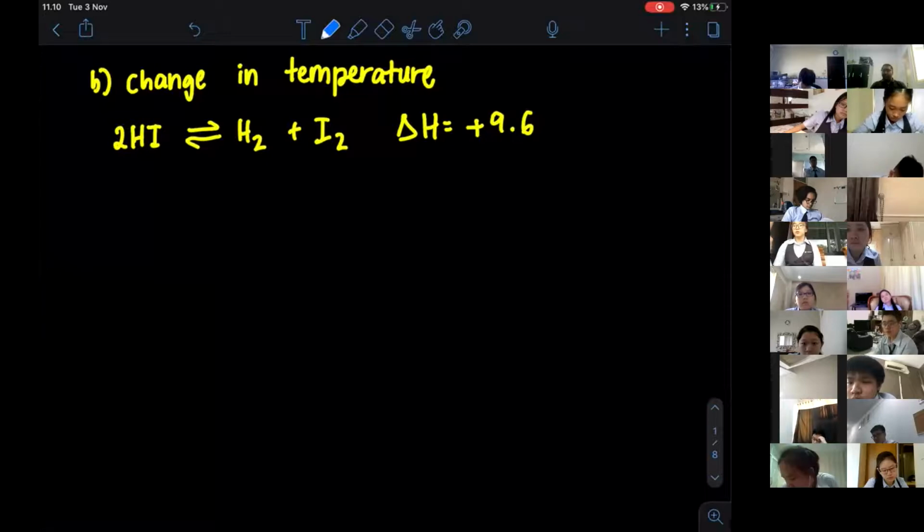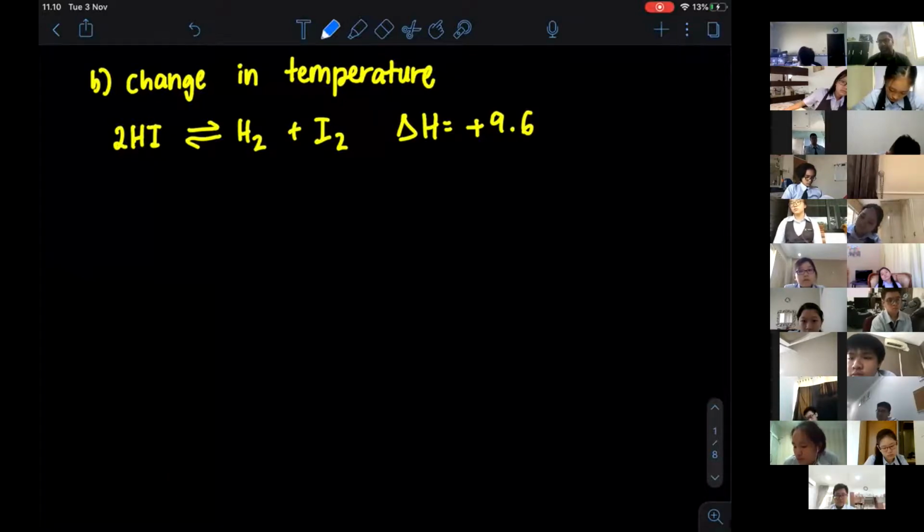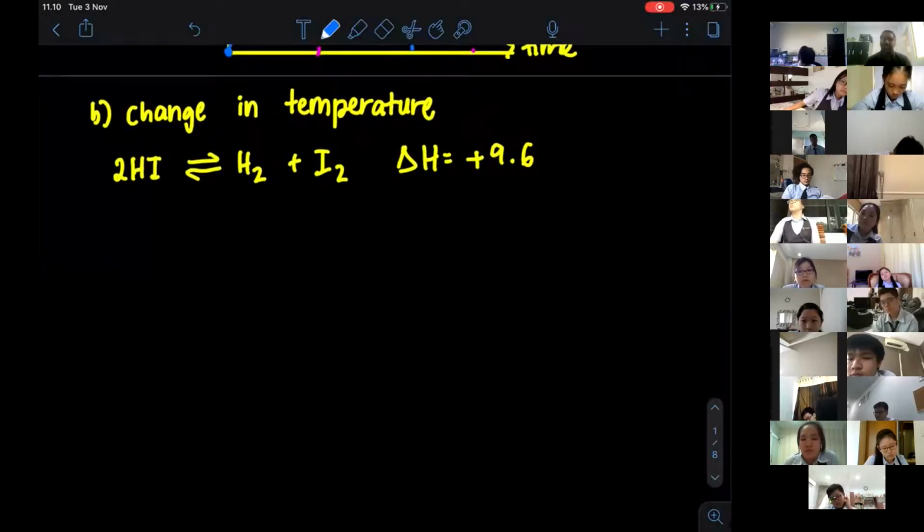When it comes to changes in temperature. Earlier we did changes in concentration, so let's now look at changes in temperature. This is an extension of what I taught you in enthalpy. I told you to remember the hand, right? This is the time that you apply the hand concept.